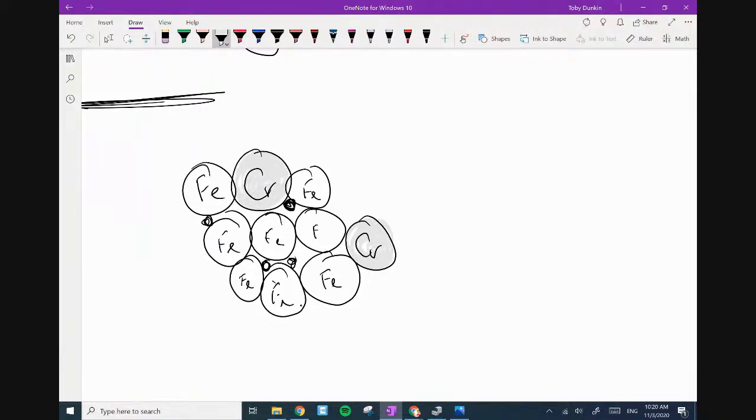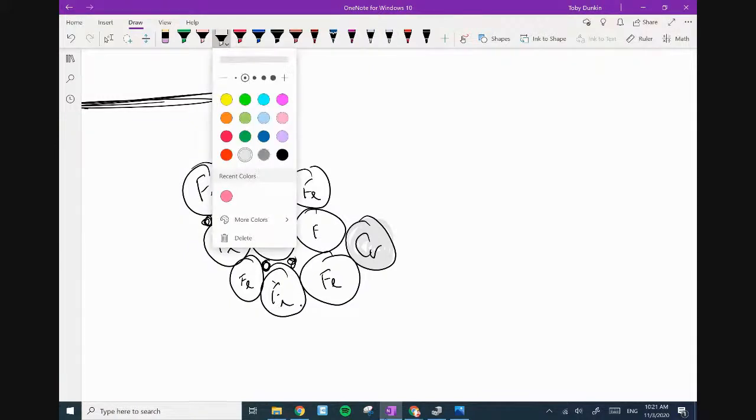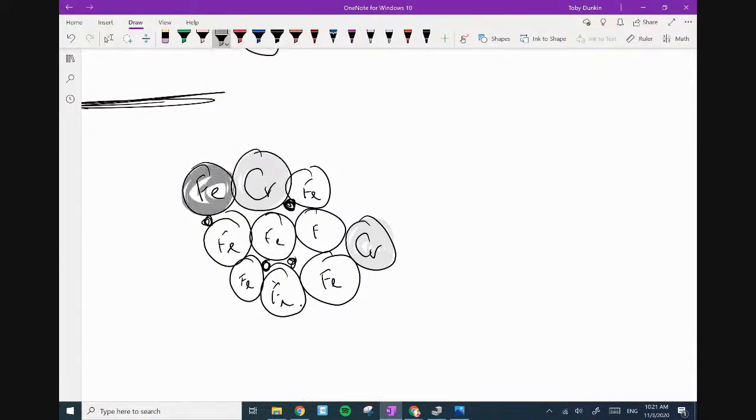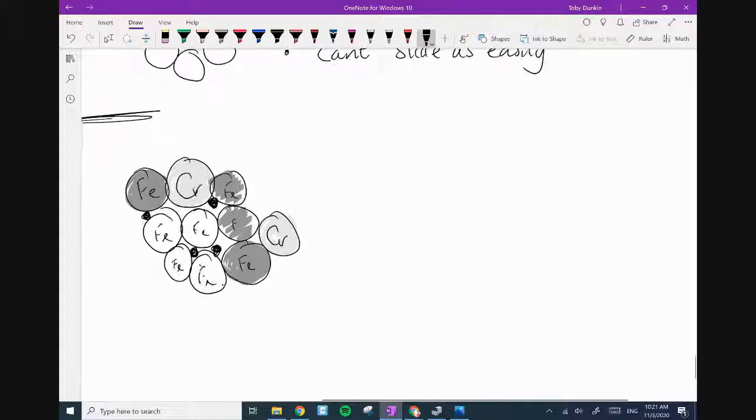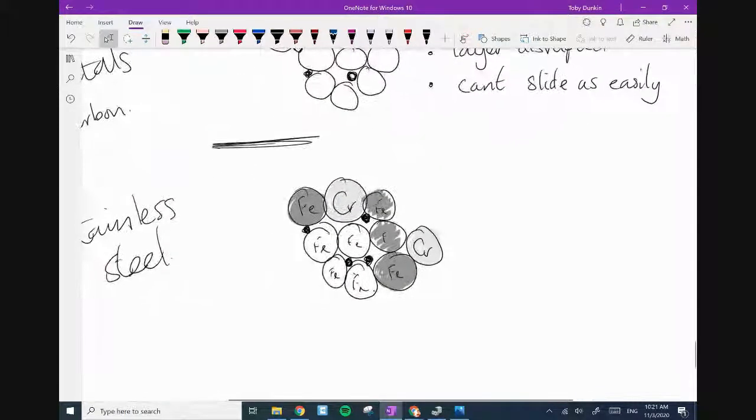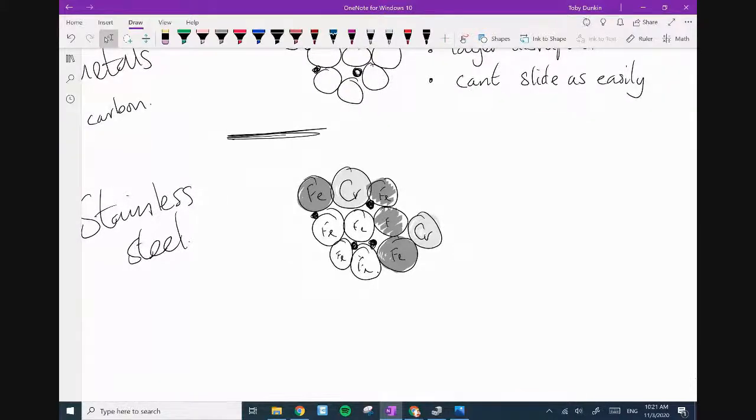They don't rust anymore, or at least it slows the rusting process. The iron, of course, is the darker gray. These are the irons. These are the iron ones. And then the black ones are the carbon atoms, disrupting the layers even more, increasing its strength. So stainless steel, the chromium stops it rusting, just kind of cool. But the same process applies. Disrupting layers can't slide as easily, making it stronger.